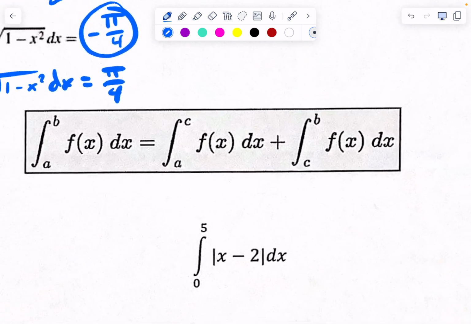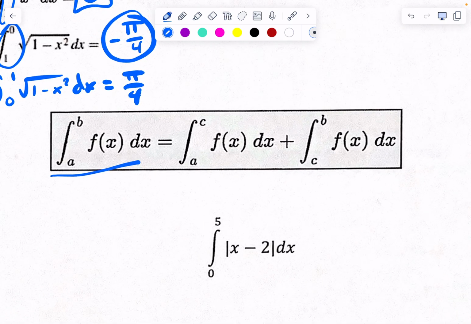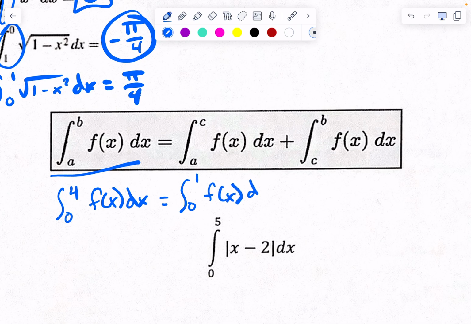Here we go. We're going from A to B of a function. Let's say we're going from 0 to 4 of a function. What I'm allowed to do is separate it into pieces: I can go from 0 to 1 and add that to the area from 1 to 4. I'm just adding areas together. Or I could go 0 to 2 and add that to 2 to 4. I can separate that area out and just add those two chunks together.